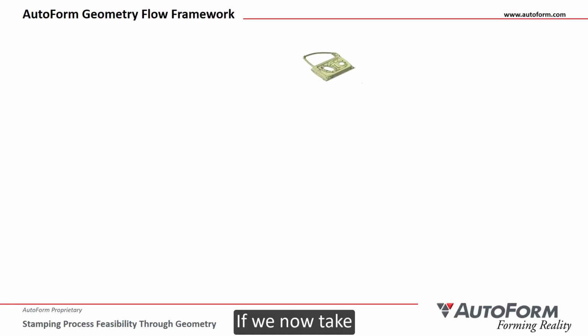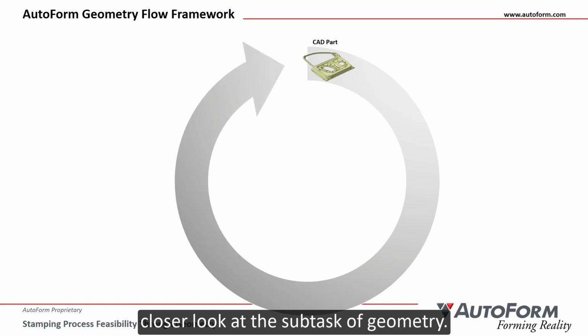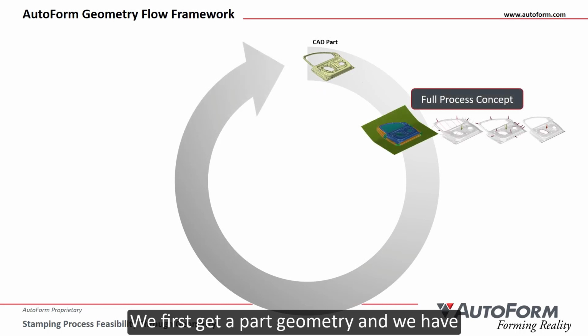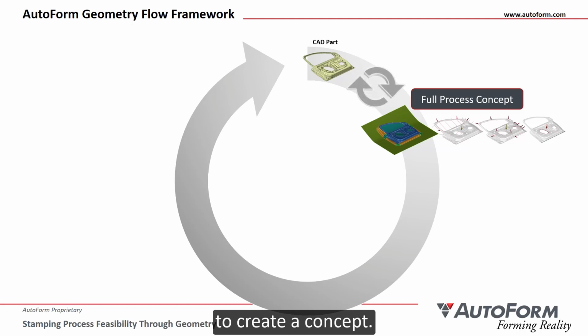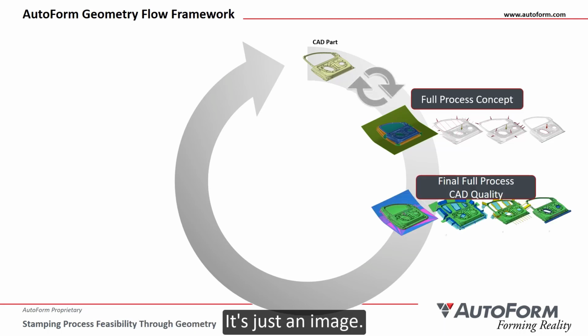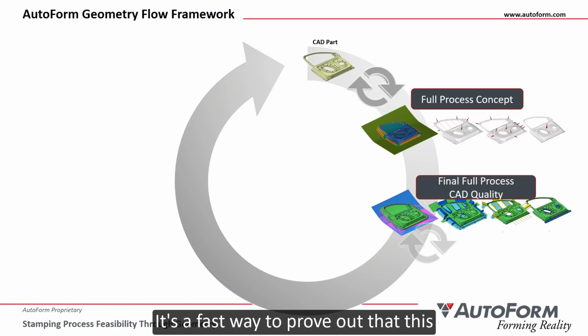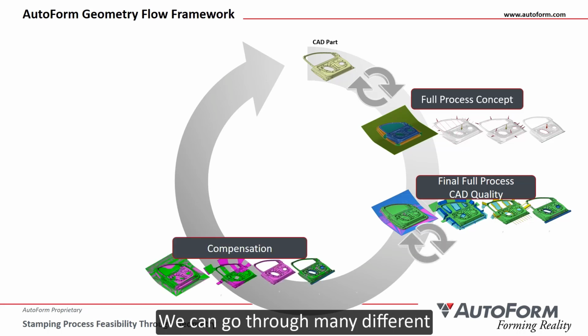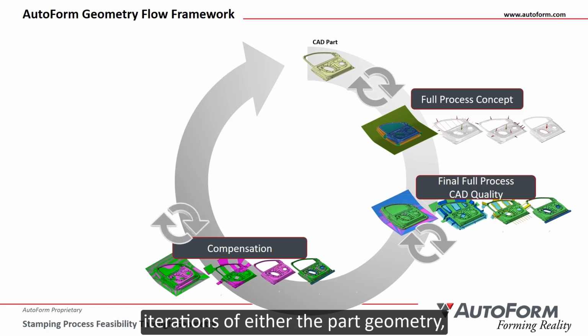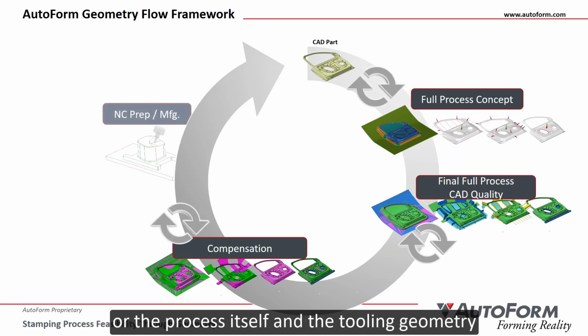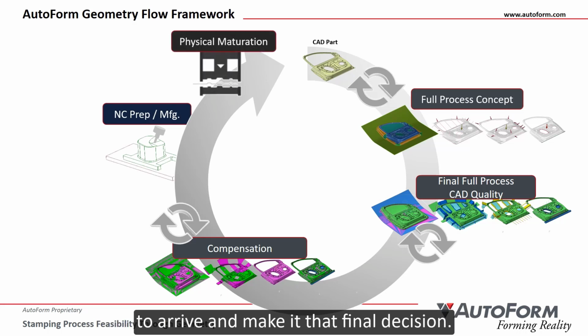If we now take the geometry workflow and take a closer look at a subtask of geometry, we first get a part geometry and we have to create a concept. It's just an image. It's a fast way to prove out that this is the way to process the part. We can go through many different iterations of either the part geometry or the process itself and the tooling geometry to arrive and make that final decision.